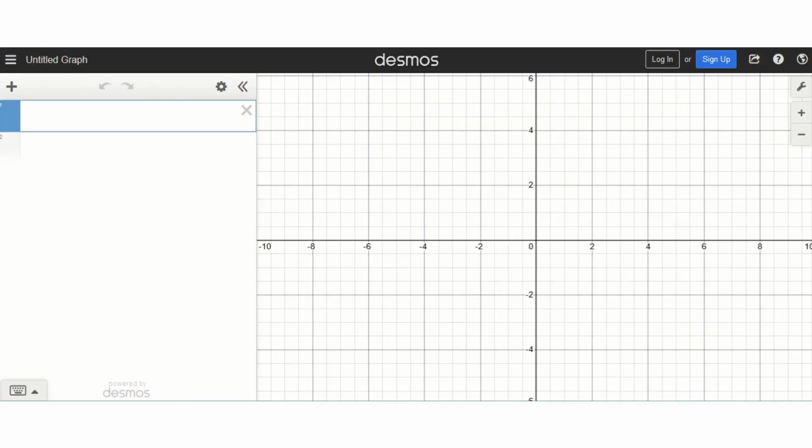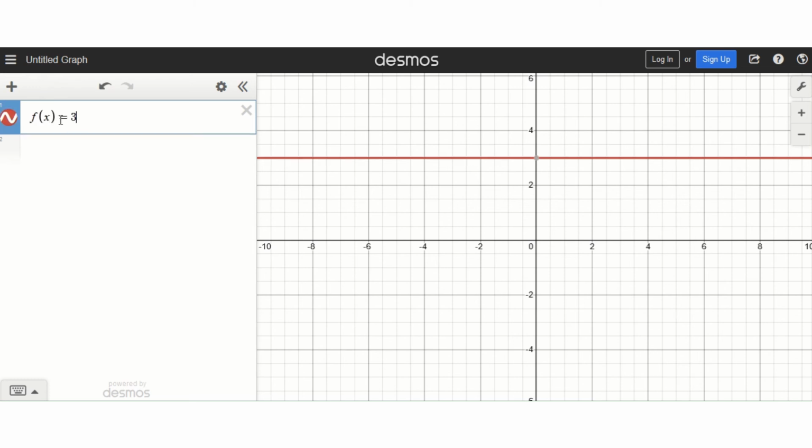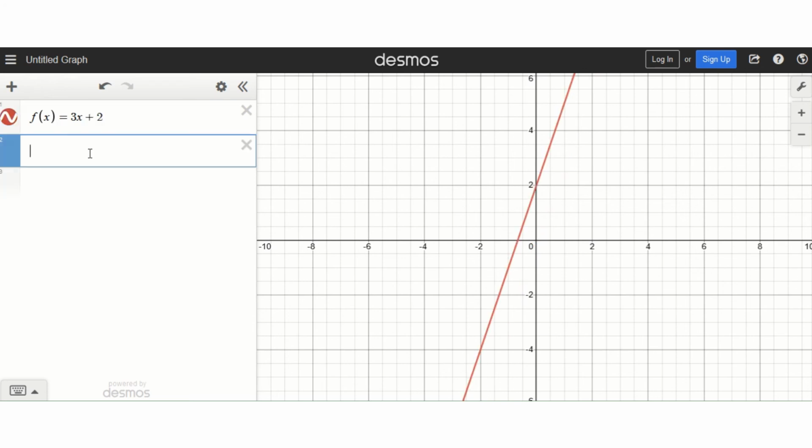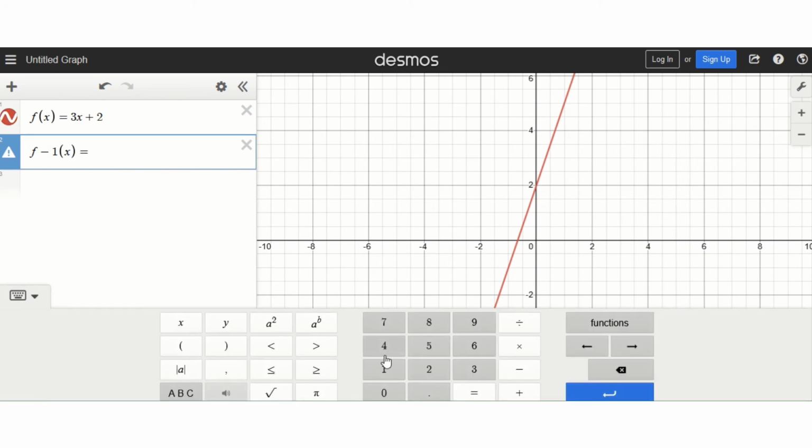Okay, so let's draw the graph of f of x now, the function which is given in the question. So f of x is given as 3x plus 2. So this is the straight line. You can see the graph. Now we are going to draw the graph of f inverse of x. So f inverse of x is the division. So we are going to go here and do the division. So first I'm going to write x minus 2 in the numerator and then divide.